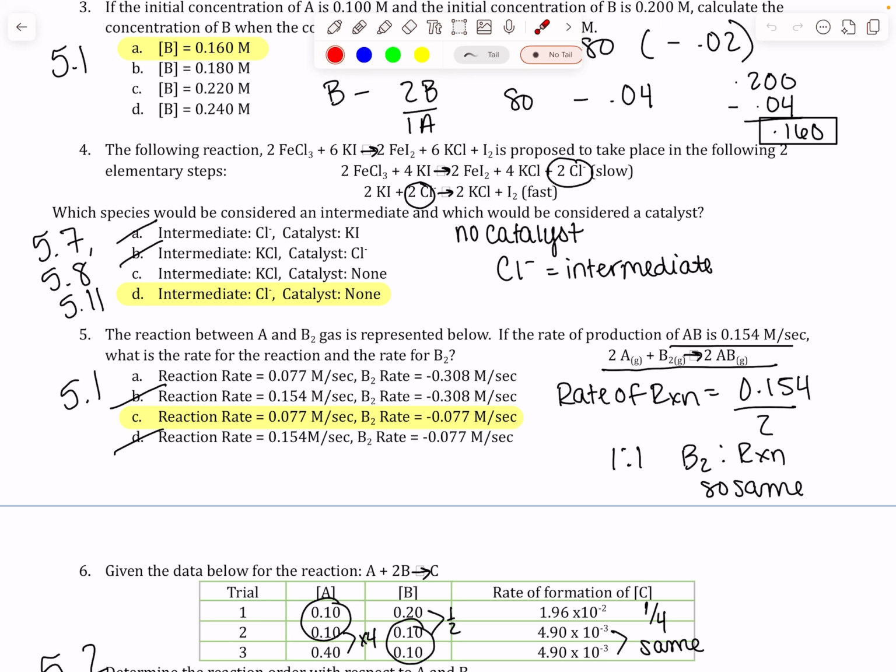So remember, my catalyst needs to be something that was used up here, consumed, but then reproduced here, and nothing matches the bill. So I have no catalyst. That means I know it's not going to be A and B, because these are not catalysts. And so I know it's going to be C or D, so check my intermediates. I have 2 chlorines here that are produced, but then immediately used up, so that's my intermediate.